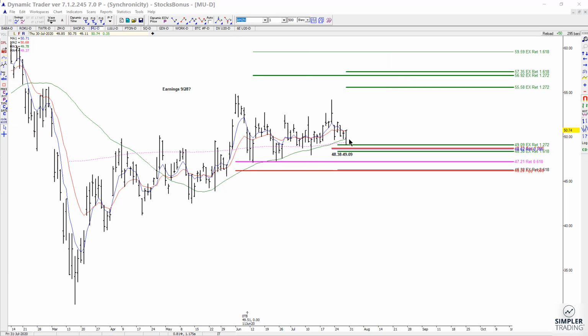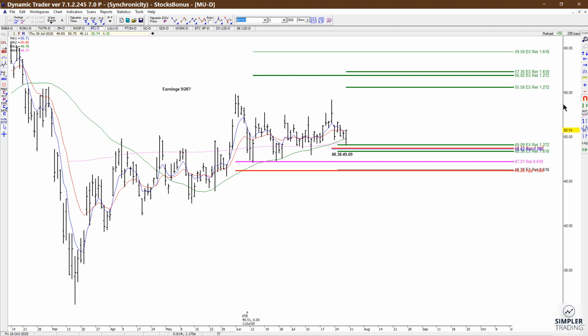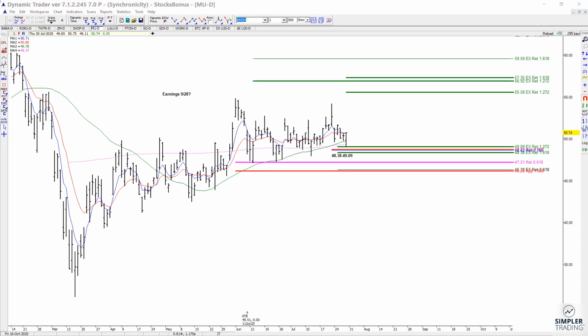The maximum risk that I would have would be underneath this price cluster zone at 48.38. But also know that the other way to place stops is you can actually just have a stop underneath the low that's made prior to your buy trigger. You know, it just depends on how much room you want to give it.